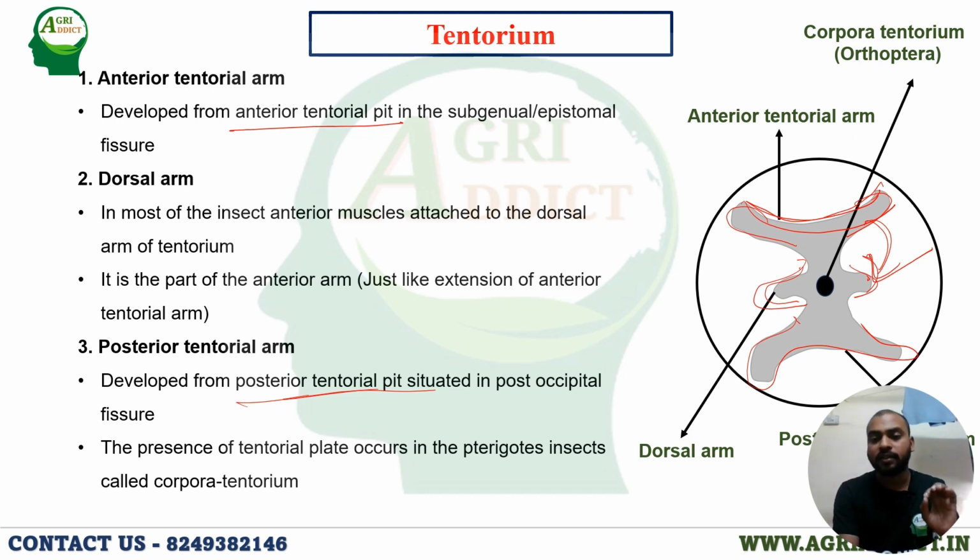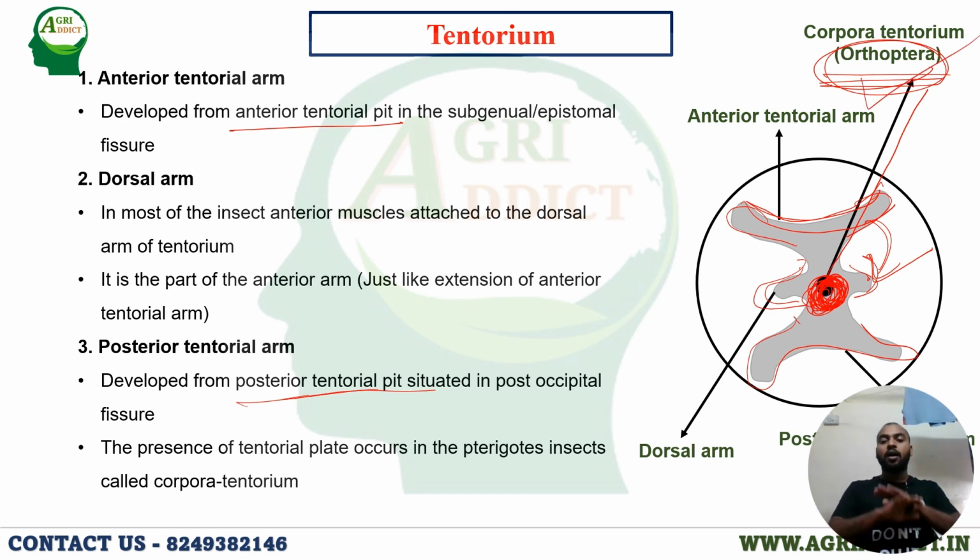The main important thing here, there is a hollow structure present in the tentorium, that is called the corpotentorium. This is the corpotentorium, that is in the middle, and mostly only in Orthoptera is this corpotentorium present. Other than Orthoptera, this corpotentorium is not present anywhere. So you have to remember in which insect this corpotentorium is present, that is Orthoptera.